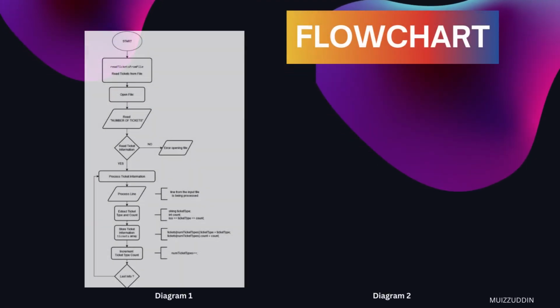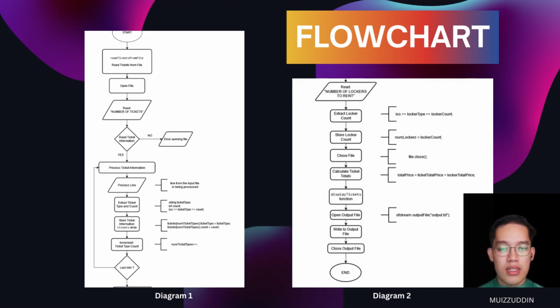Our presentation today revolves around the program Jurassic Park Ticket Manager. Let's start with the overview of the program functionality. This program contains 1 struct, 4 functions including the main, 1 input file and 1 output file. The program reads ticket information from a file, calculates the total price and generates a summary in an output file. Here's a flowchart representation of the program flow.